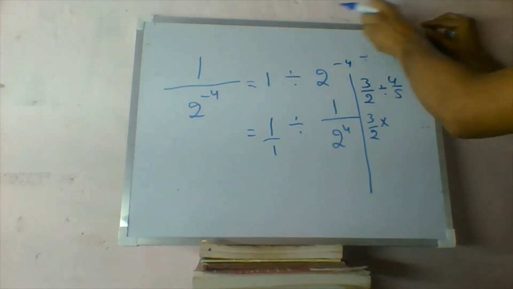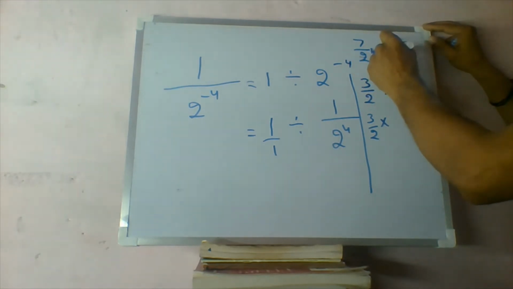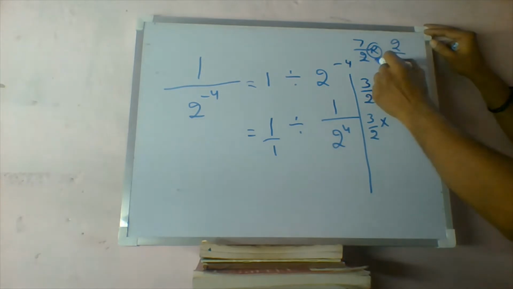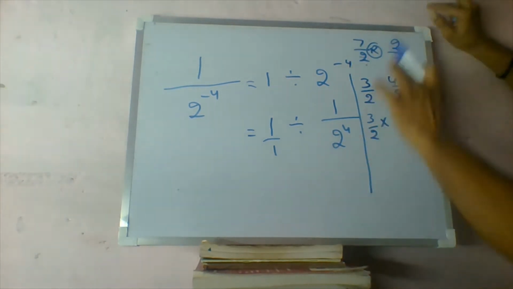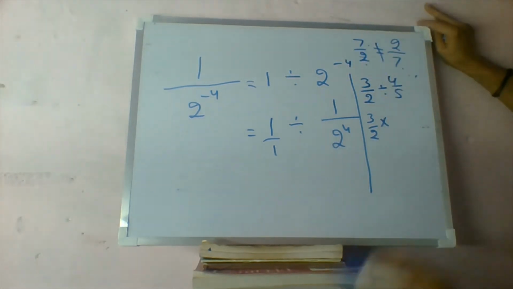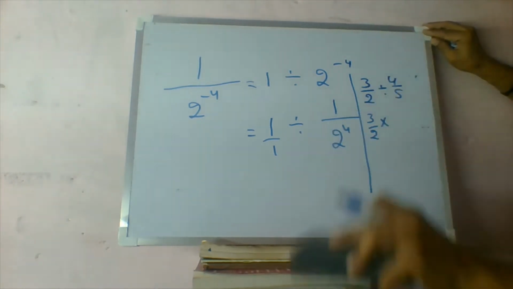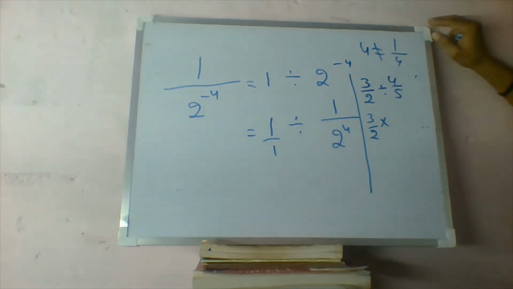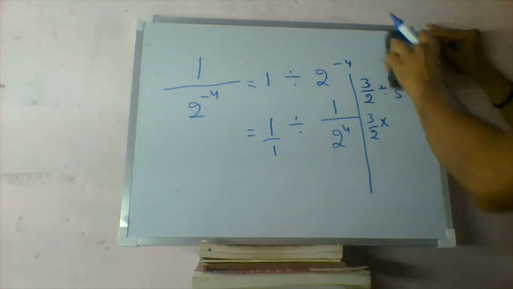Similarly, reciprocal of 7 by 2 is 2 by 7. That is, denominator becomes numerator, numerator becomes denominator. But mind this, reciprocals are not equal. Reciprocal of a number is never equal to that number. That is, 4 is never equal to 1 by 4, but they are reciprocals. Keep in mind.